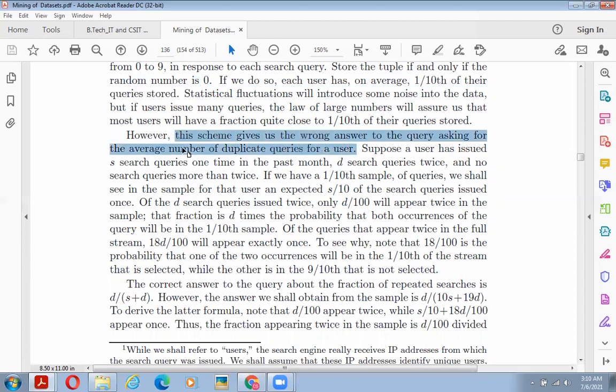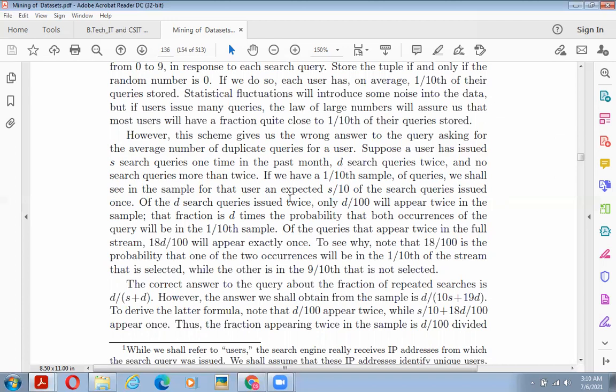Suppose a user has issued S search queries one time in the past month, T search queries twice, and no search queries more than twice. If we have a 1/10 sample of the queries, we will see in the sample that the user has S/10 of the search queries issued once, and for the queries searched two times, T.